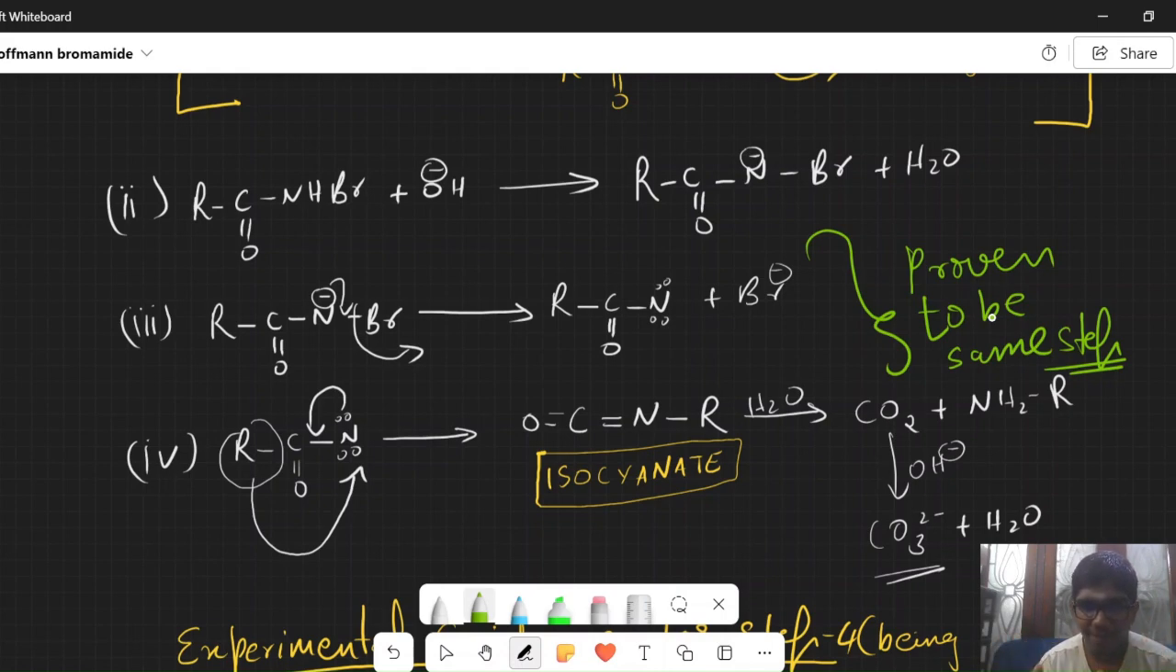I hope you got the point why it is such an interesting mechanism. A lot of experimental data has come into the picture, a lot of chemical reactions, a lot of studies. Finally, we understand the third and fourth steps are the same step.